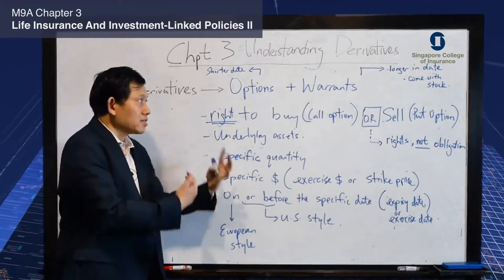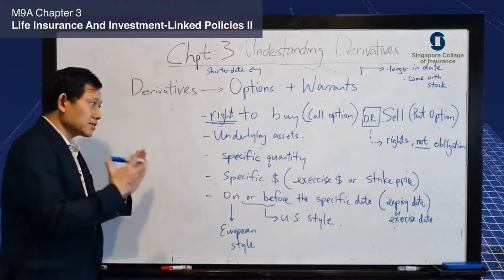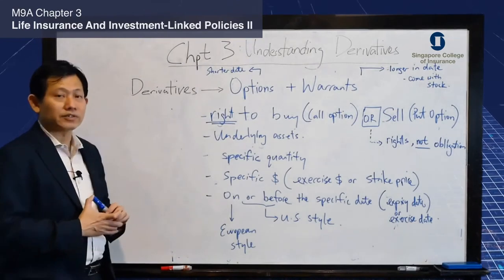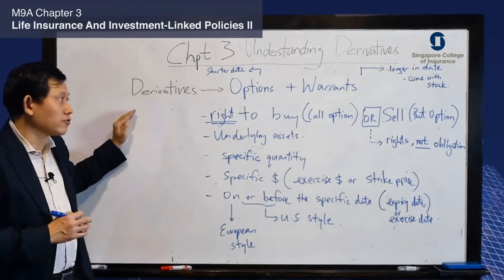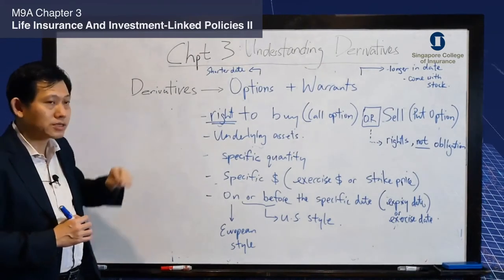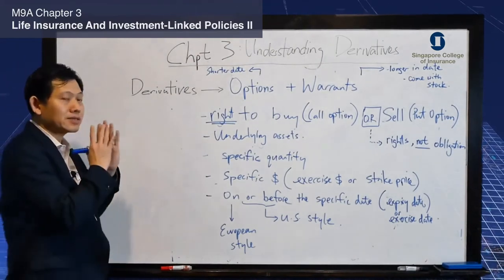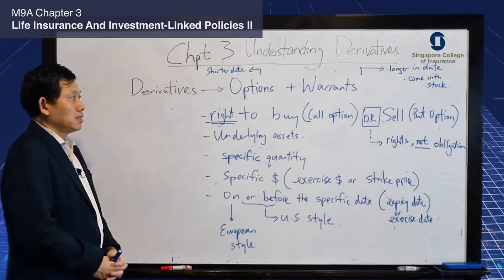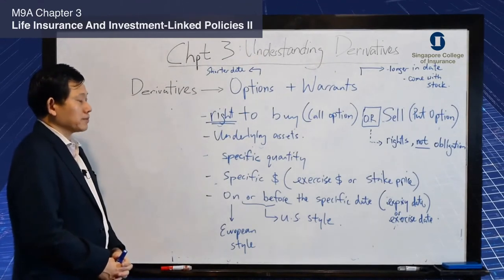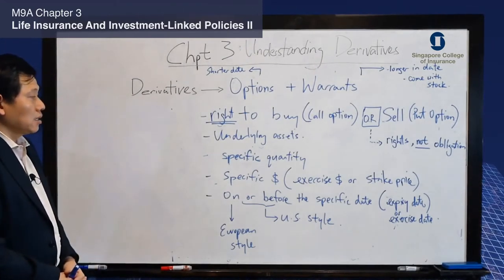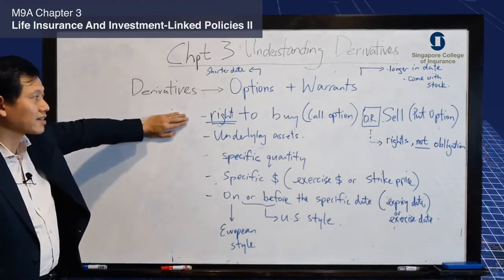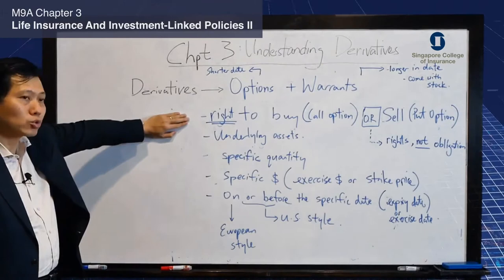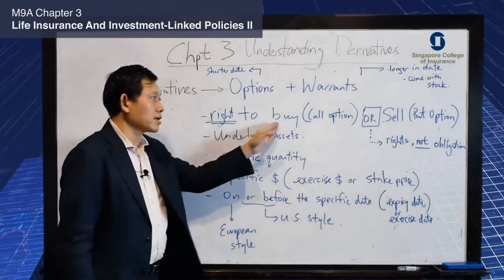Okay, let's now address the next category of derivative. We went through futures and forwards. Next, we come to options and warrants. Options and warrants. What are options? It is a right. It is also a legal contract that grants the right between two parties to buy or sell.